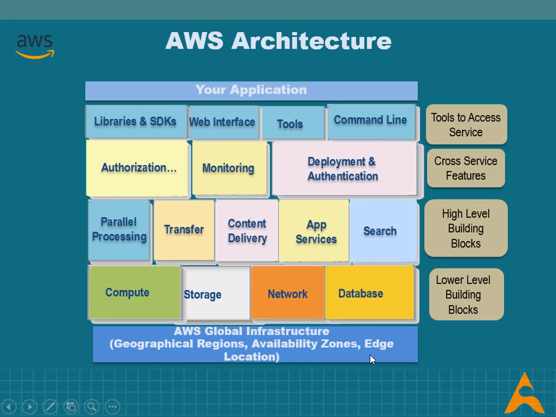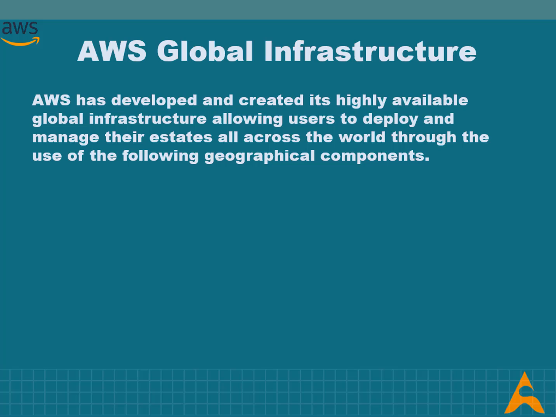The entire architecture is divided into layers that are lower level building blocks, high level building blocks, cross service features, and tools to access these services. On top of it lies the application. We will talk about them in detail. Starting with AWS Global Infrastructure, AWS has developed and created its highly available global infrastructure, allowing users to deploy and manage their estates all across the world through the use of the following geographical components. The components are regions, availability zones, and edge locations.